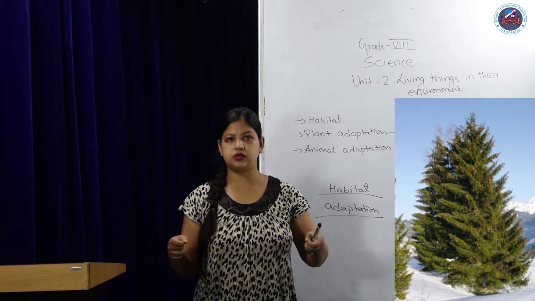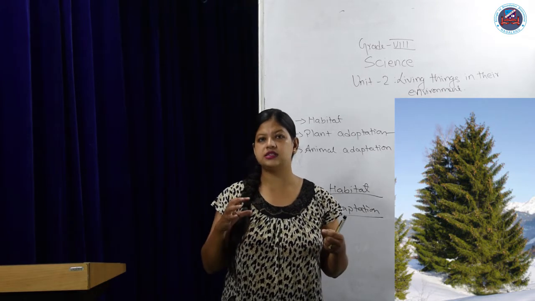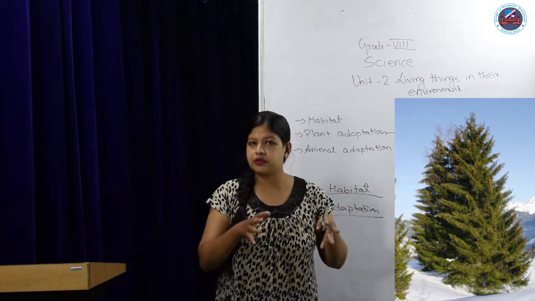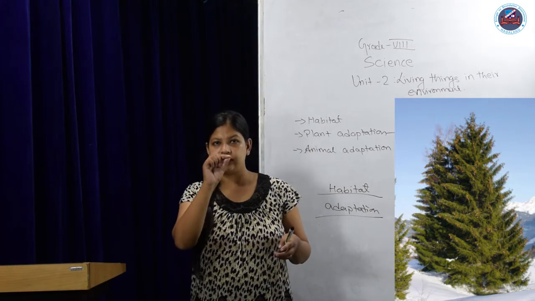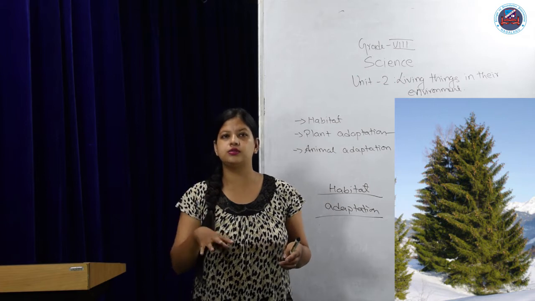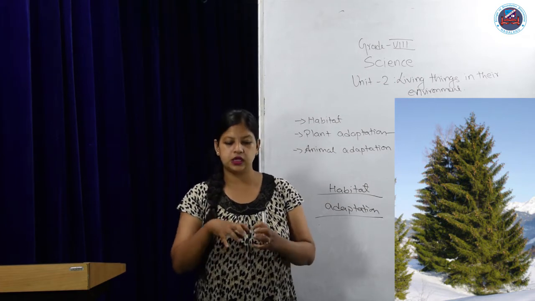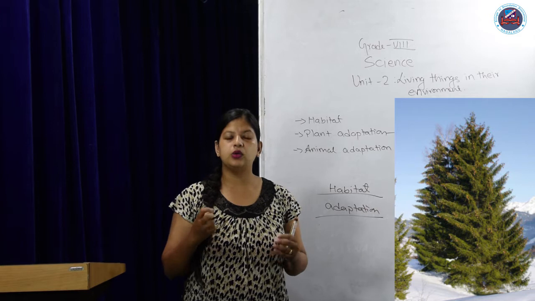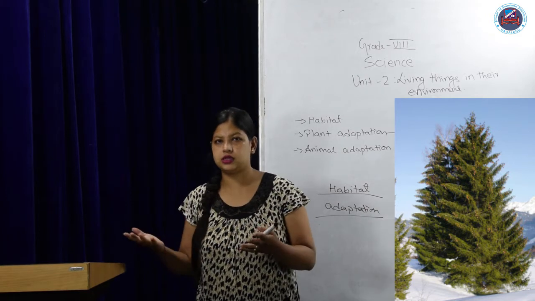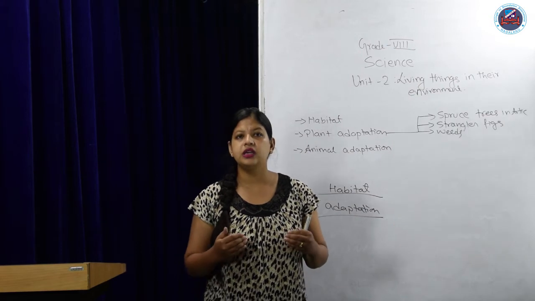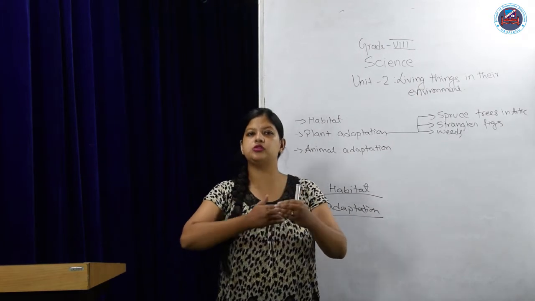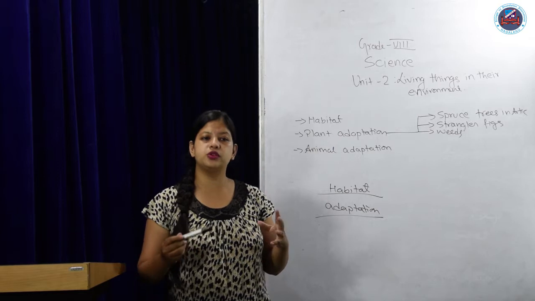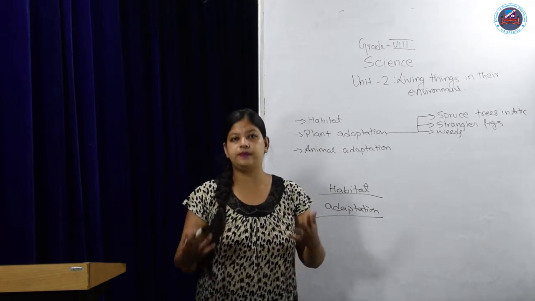I have shown the picture of it in the video right now. So how does it help? That is the adaptation in the spruce trees living in the snowy areas, because it prevents the loss of water. Those kinds of leaves help to absorb the water, because from the ground they cannot absorb the water. So through the leaf they absorb the water. Those kinds of leaves you cannot see in other areas, for example Dimapur, because the plant adapts itself and grows in that habitat as per its survival needs. So spruce trees have that kind of survival adaptation.